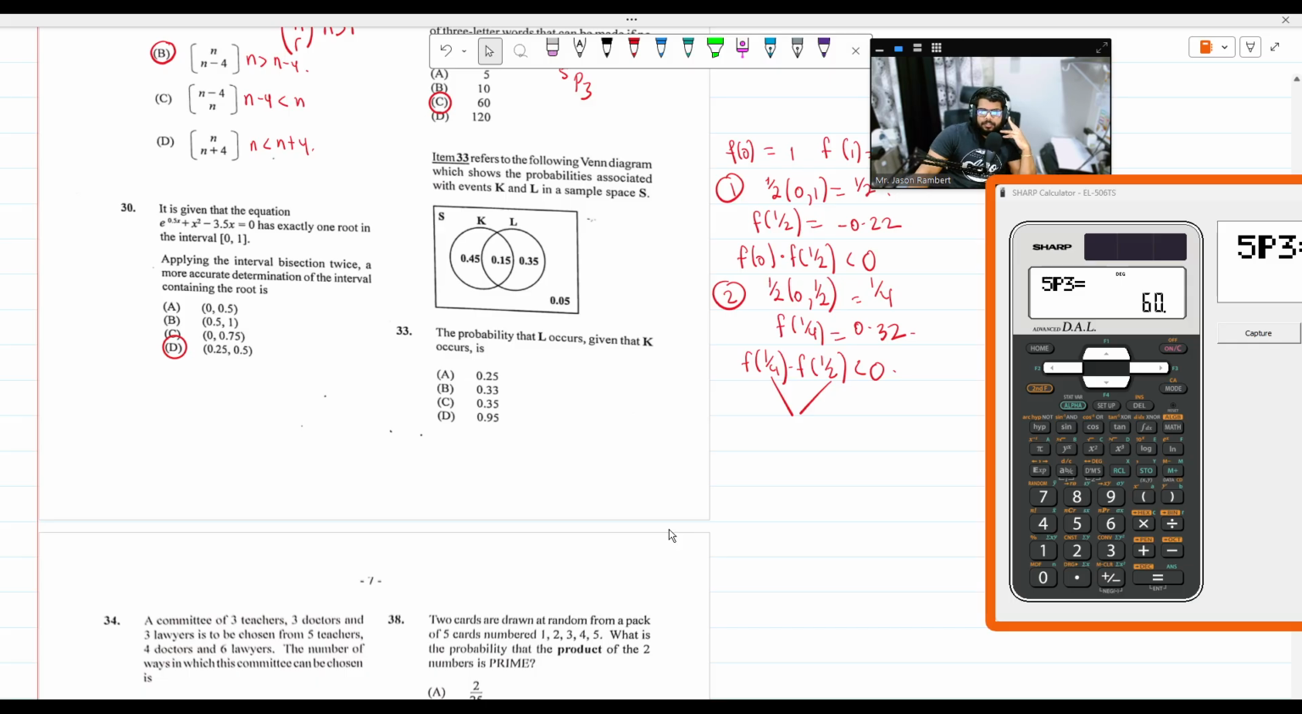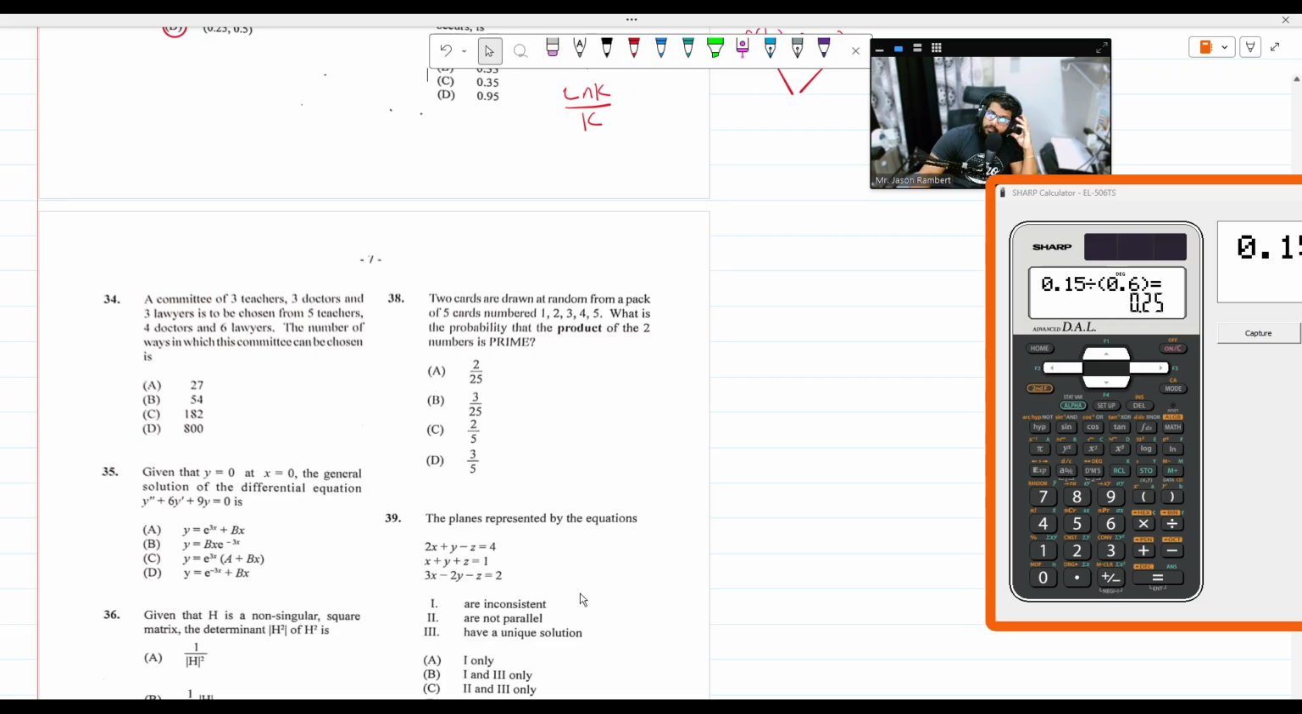This is a repeat question, but we'll still do it again. The probability that L occurs given that K is L intersect K over K. L intersect K is 0.15 divided by K, which is 0.45 plus 0.15, which is 0.6. 0.25 is the answer.